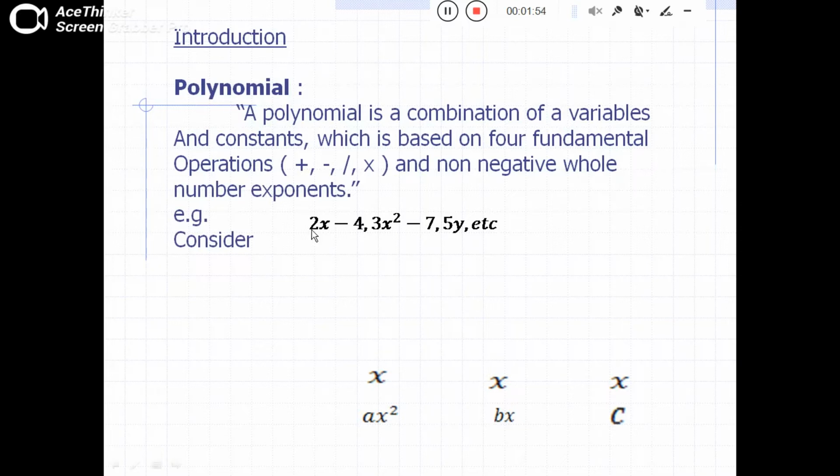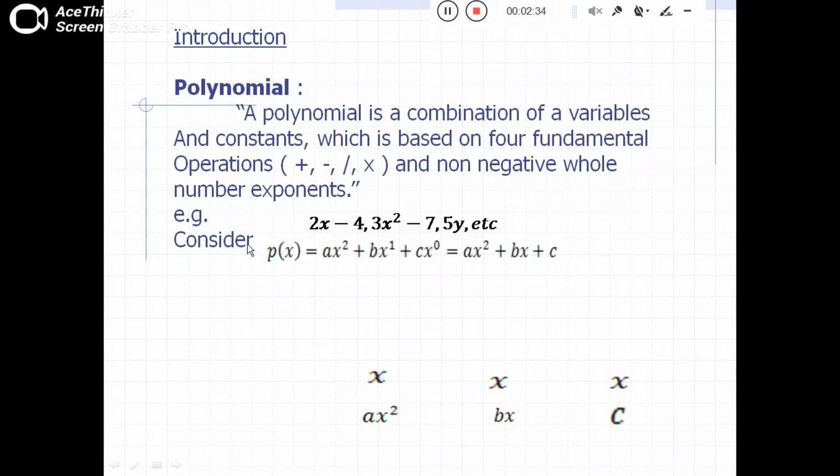Here in 2x minus 4, the variable is x and 2 is the constant. They are multiplied to each other and 4 is subtracted from this. So these terms are operated by the mathematical operation of subtraction. So this is called a polynomial. Second is given 3x square minus 7. Here the variable is x and its exponent is 2. Just keep it in mind that the polynomial has non-negative whole numbers as exponents, so you have to be careful. Third polynomial is 5y, etc.